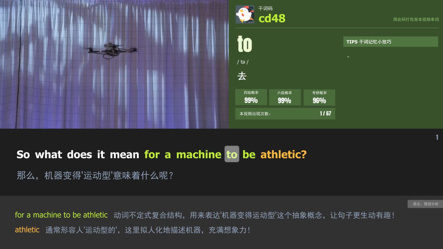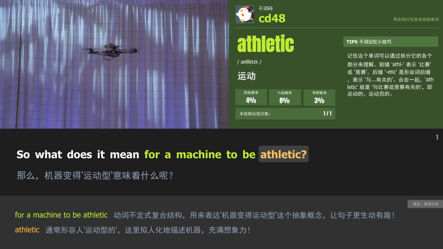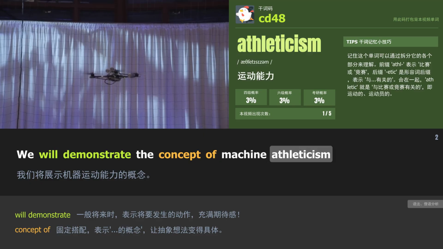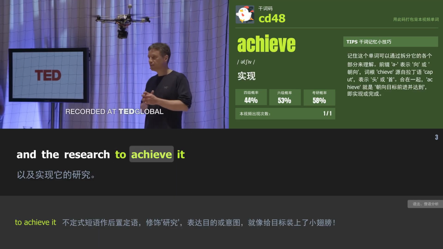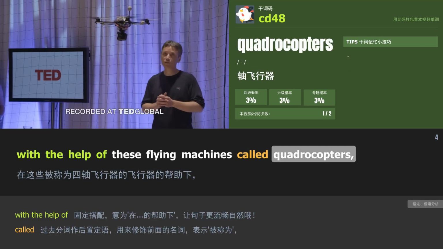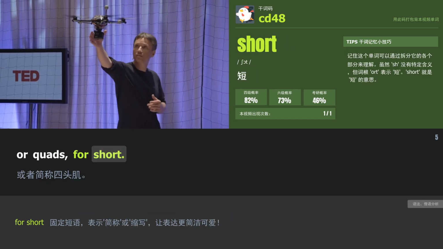So what does it mean for a machine to be athletic? We will demonstrate the concept of machine athleticism and our research to achieve it with the help of these flying machines called quadcopters, or quads for short.